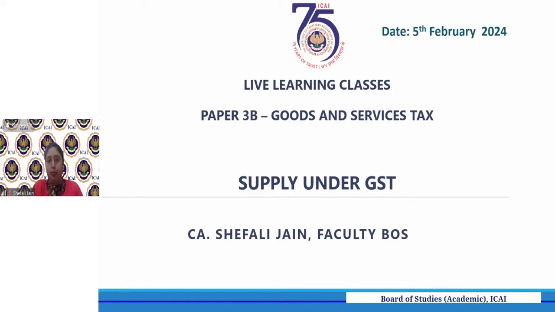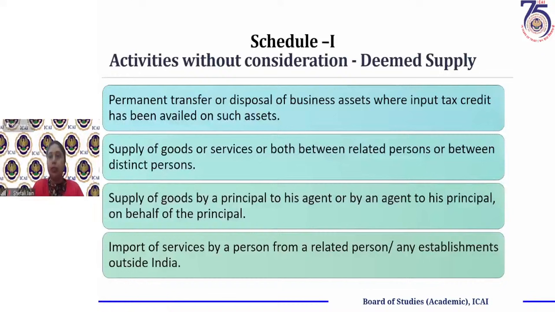Second is consideration. In fact, in the previous class itself, we had done Schedule 1, which provides the exception to the second test, that is consideration. We had done Para 1. Schedule 1 covers activities without consideration that are deemed as supply. There are certain activities which, even though carried out without any consideration, free of cost, will still be deemed as supply under GST law. This has been provided in Schedule 1.